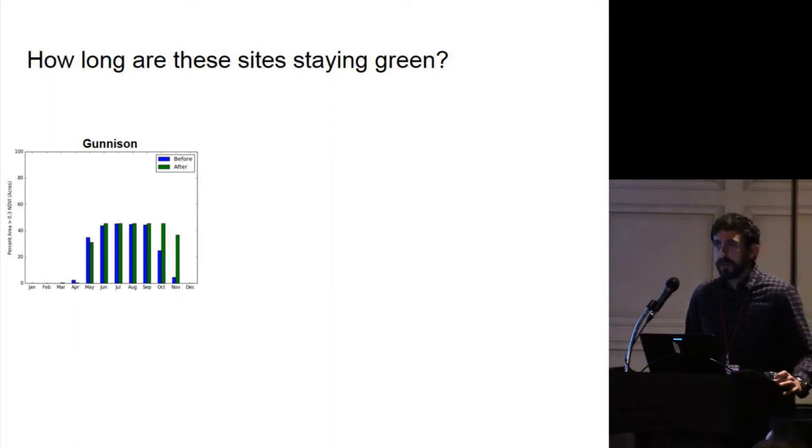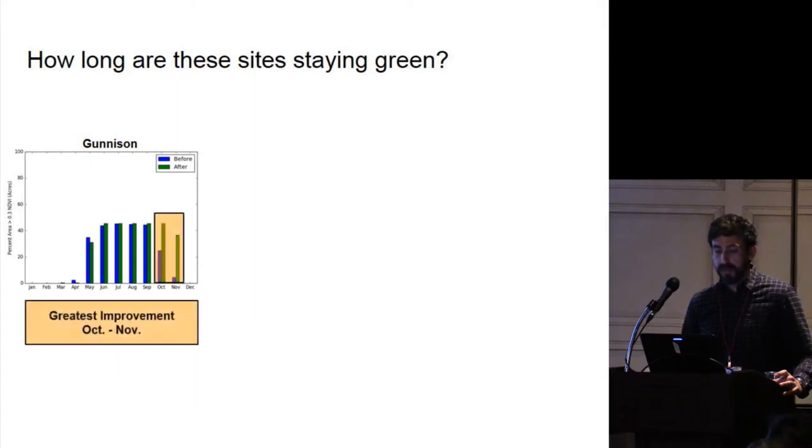So we've looked at how much more productive are these sites, but probably the more important question is how much longer are they staying green? And to do this, I looked at the percent area above a certain NDVI threshold. In this case, it was 0.3. And I compared that for each month before and after restoration. And this is what those results look like at Gunnison.